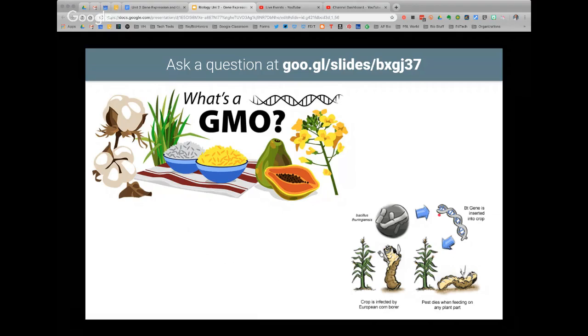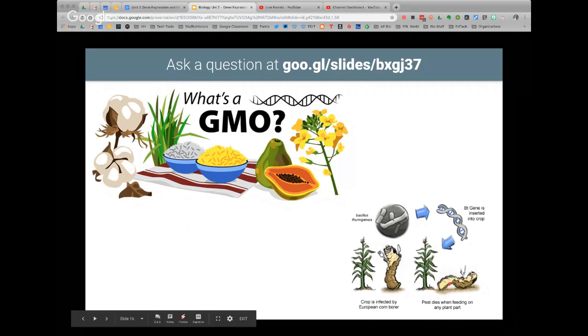So we take the gene from the bacteria that produces that BT toxin, incorporate it into the genetic material of the corn plant, and voila, you have a corn that produces a pesticide in its very cells that is going to kill European corn borers.